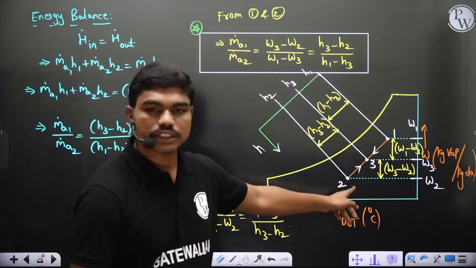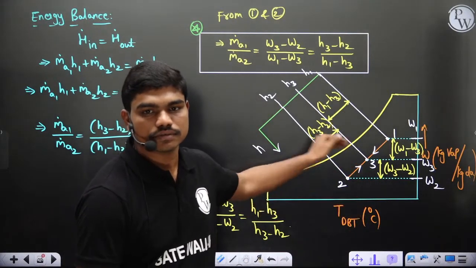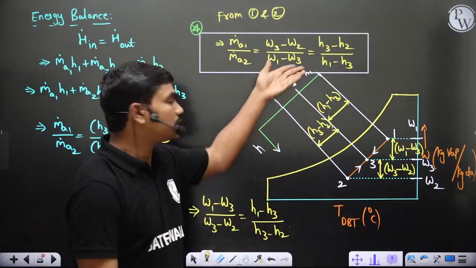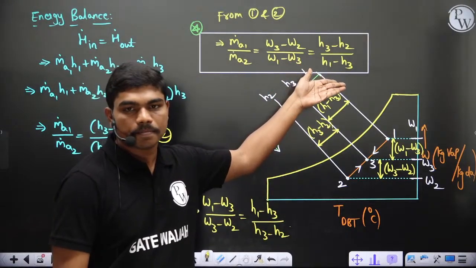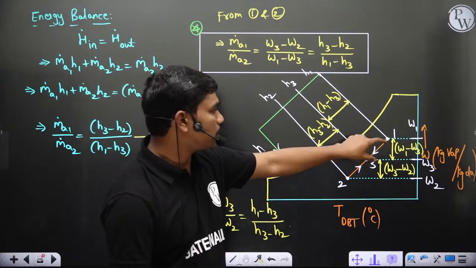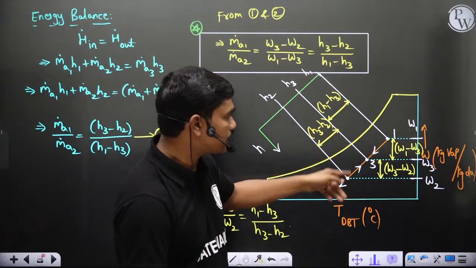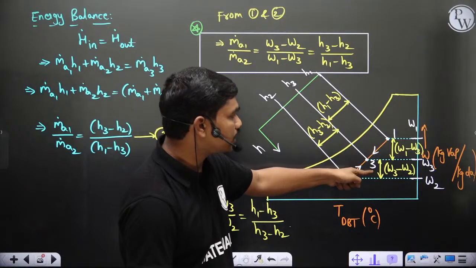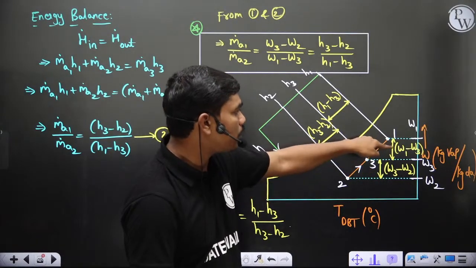Can you understand the geometry that's happening here? Just from projections, this equation is the same as this equation. And this side corresponds to this m dot a1. So by the lever rule, m dot a1 by omega 3 minus omega 2 is equal to m dot a2 by omega 1 minus omega 3.